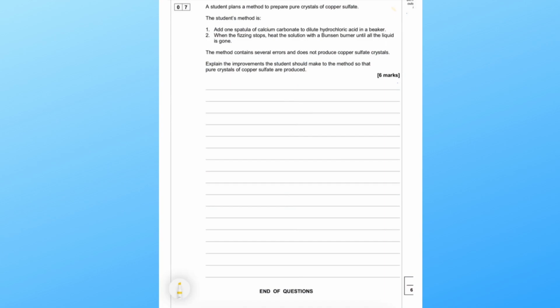A student plans a method to prepare pure crystals of copper sulfate. The student's method is add 1 spatula of calcium carbonate to dilute hydrochloric acid in a beaker. When the fizzing stops, heat the solution with a Bunsen burner until all the liquid is gone. The method contains several errors and does not produce copper sulfate crystals. Explain the improvements the student should make to the method so that the pure crystals of copper sulfate are produced.